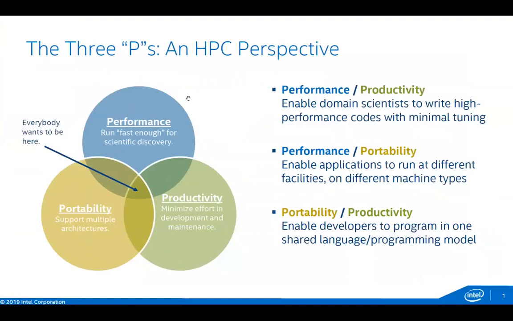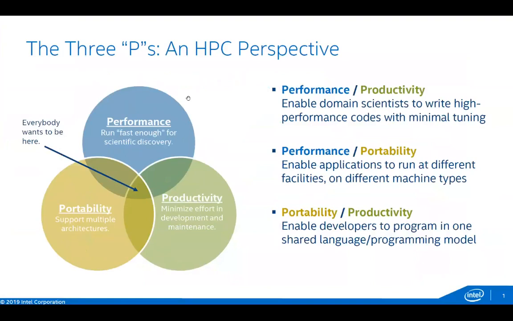Good. Okay. So just to reiterate what Jack has already said, when we talk about the 3 Ps, performance, portability, and productivity, at a very high level, it's very easy for us to agree on what they mean and what our goals are. Performance means we want to run fast enough to enable scientific discovery. Portability means we want to support lots of different architectures, CPUs, GPUs, FPGAs, and so on. And productivity means that we want to minimize our effort in development and maintenance.